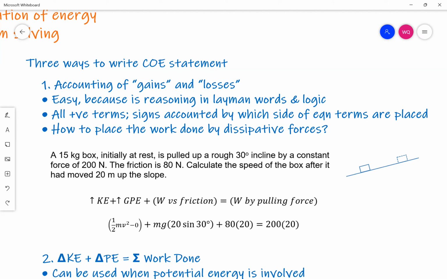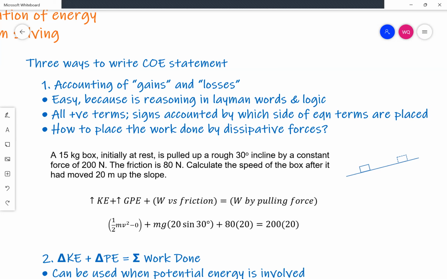So let's look at the example here. A 15 kg box, initially at rest, is pulled up a 30 degree incline with a constant force of 200 Newton, friction is 80 Newton, and it moves up by 20 meters. In applying the first method, our equation will look like this. You see this one obviously gains KE because it started from rest. So there's a gain in the KE. What else is gaining? GP is gaining. So in this example, there's actually no loss in some energy per se.